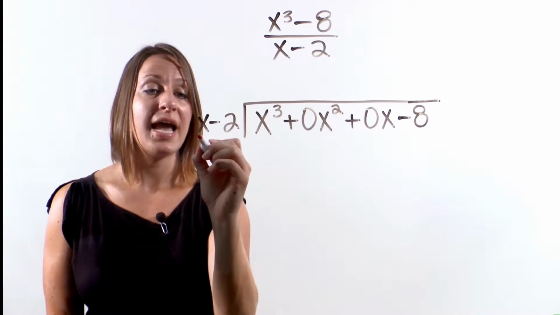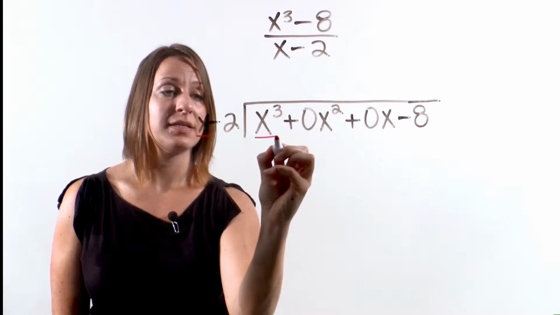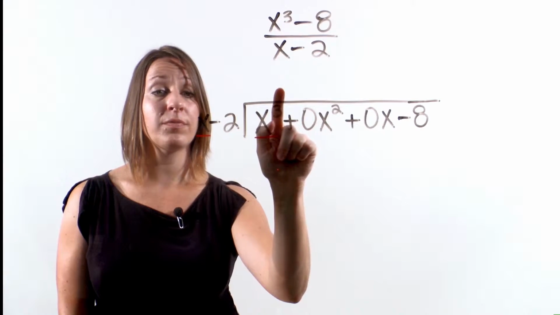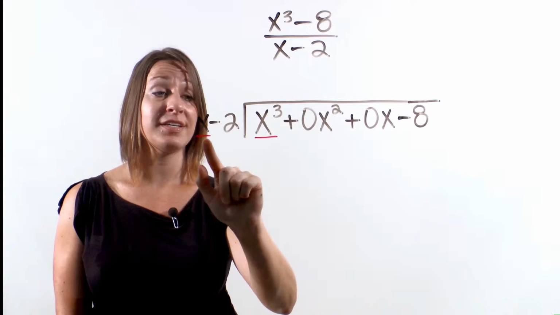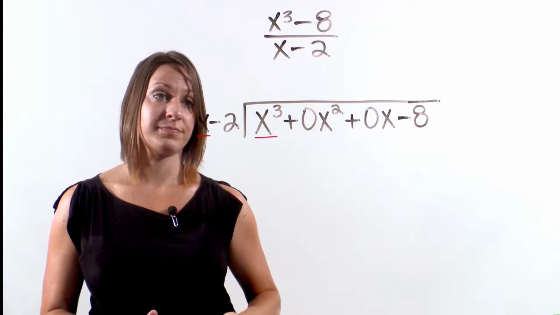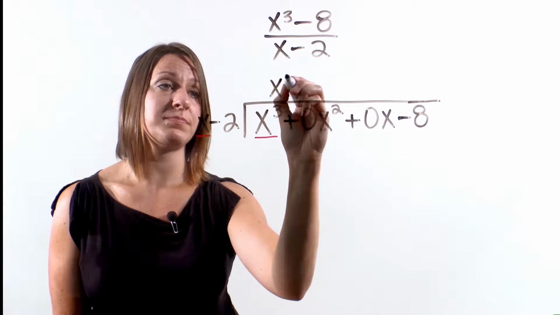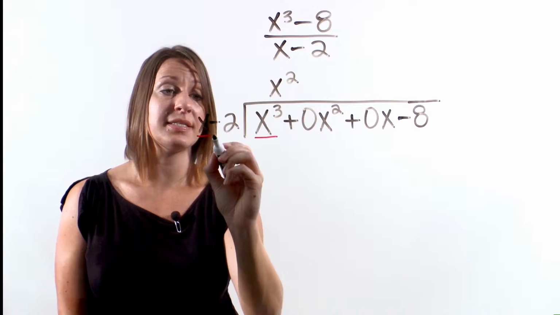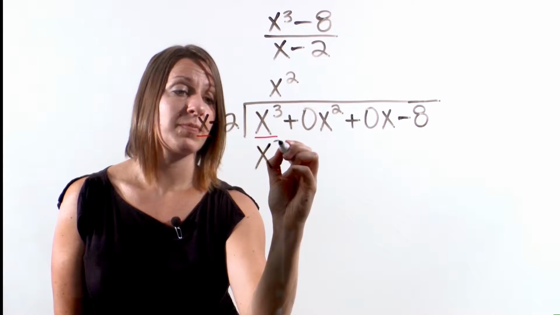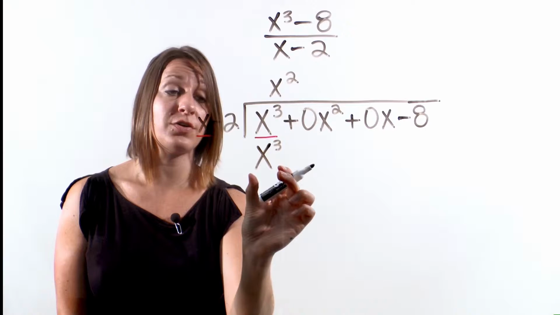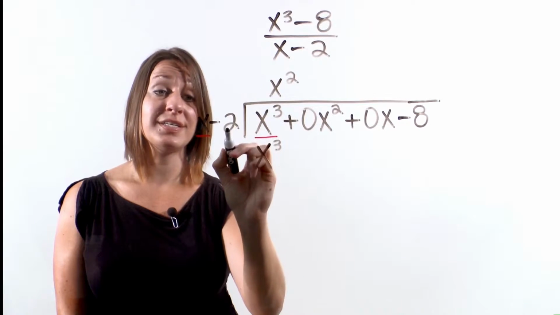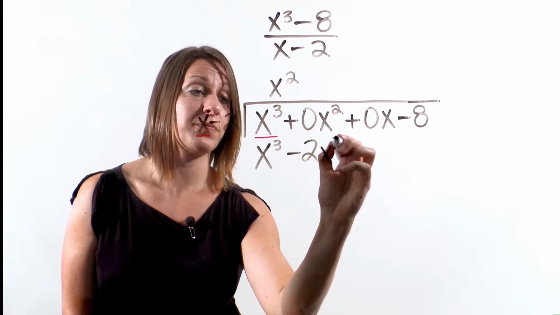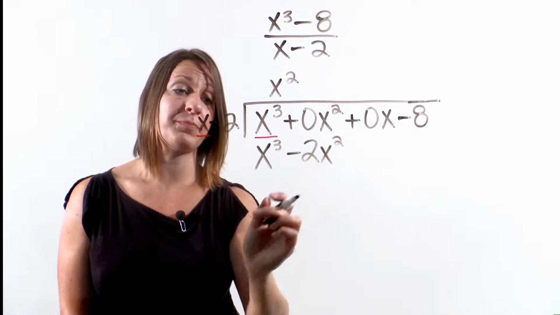Ask yourself the question, how many times does x go into x cubed? Or what number, when you multiply it times x, gives you x cubed? That would be x squared. So let's multiply x squared times x to give us x cubed. We're going to line that carefully underneath the other x cubed. X squared times negative 2 is a negative 2x squared. We're going to line that right underneath our placeholder.